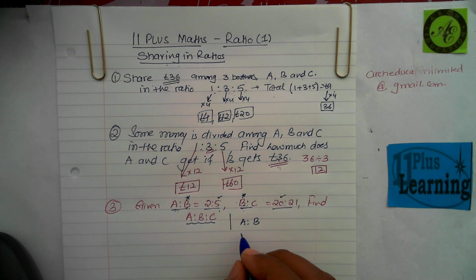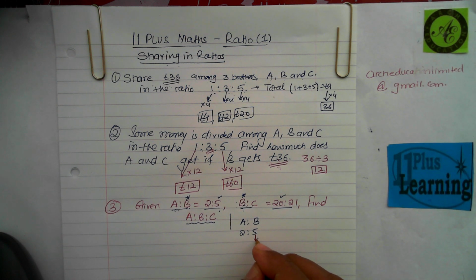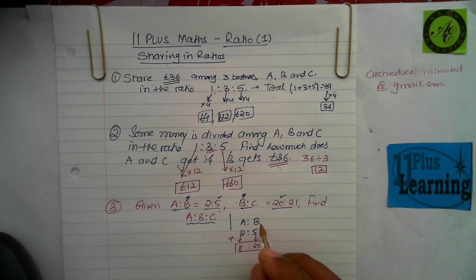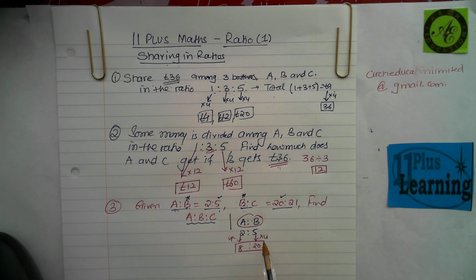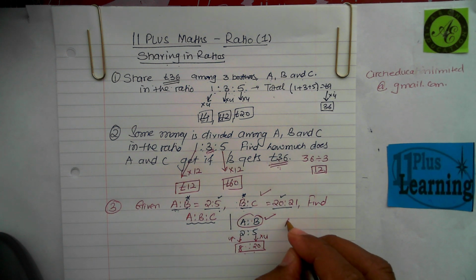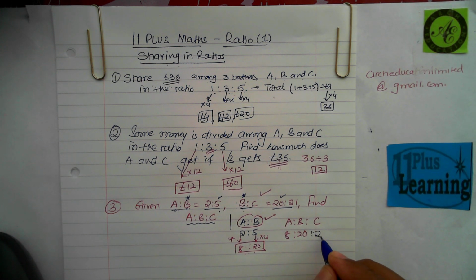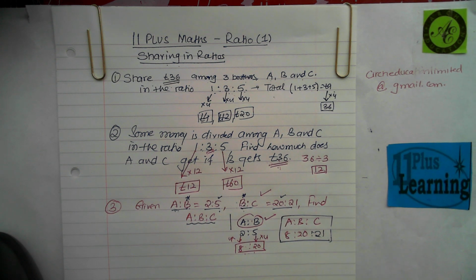If I write 2 ratio 5, how do I change this into 20? I times this by 4, so times this by 4 as well, I get 8. So guys, A ratio B is 8 ratio 20, obviously simplified to 2 ratio 5. So comparing this with this now, A ratio B ratio C is, if A is 8, B is 20, and if B is 20, C is 21. So that is your final answer.